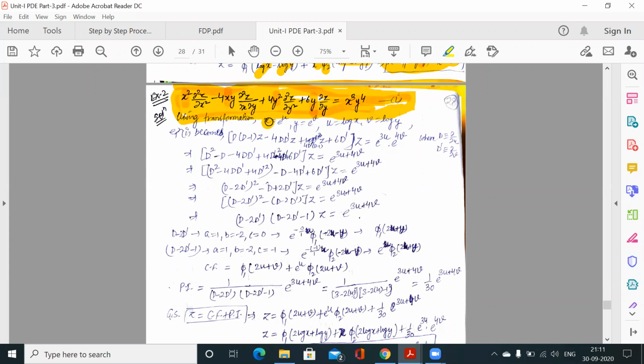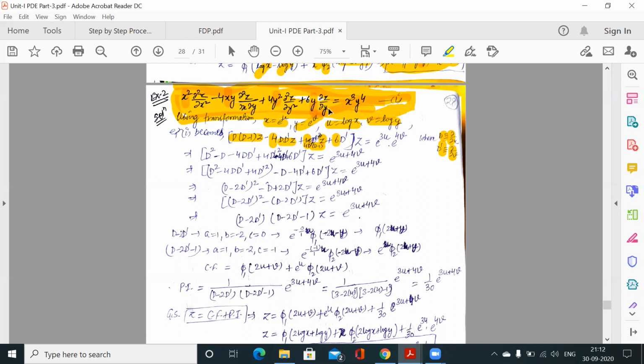So the transformation is fixed. x is equal to e to the power u, y is equal to e to the power v. So u is log x, v is log y, and del over del u we assume D, del over del v we assume D dash. So this is the second order derivative, x square del 2z over del x square. So what would be the transformation? D minus 1 z, and the coefficient is minus 4. Next, xy del 2z over del x del y is D dash z. 4 is 4. This is y square del 2z over del y square, so D dash minus 1 z, and plus 6.